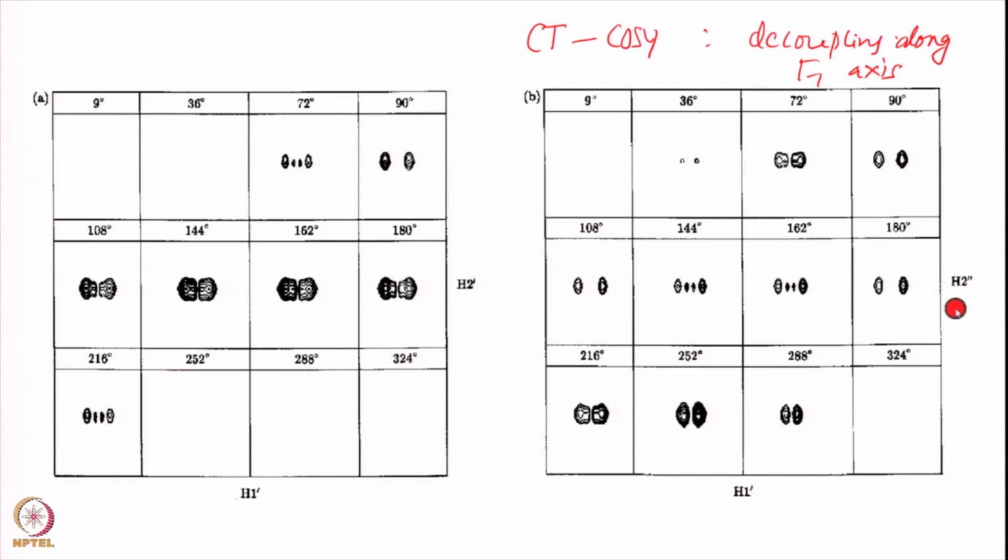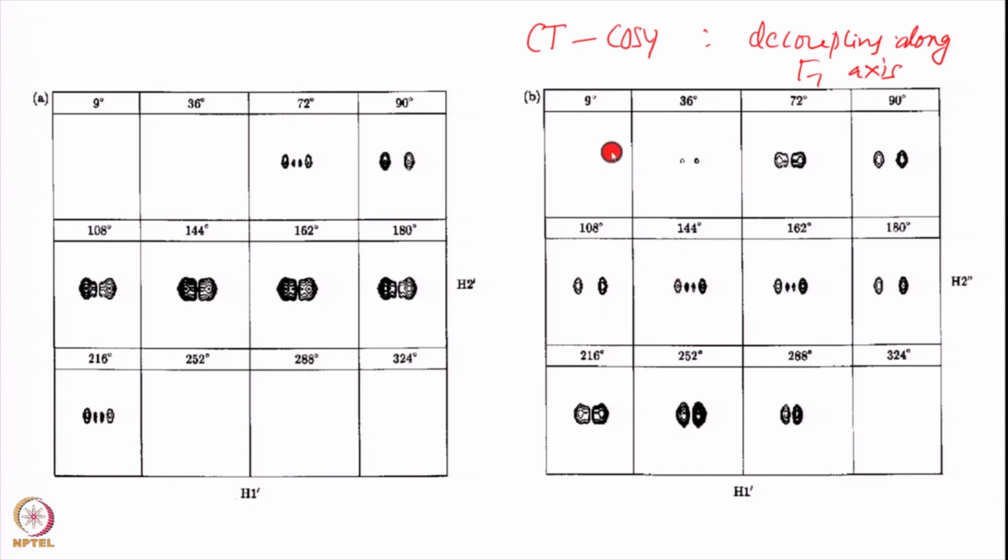And this is for the 1 prime 2 double prime. Once again this one is smaller here, because this coupling constant is not that large as compared to the 1 prime 2 prime coupling, but you can see the 4 components a little bit better here, because the relative intensities are different, and that will allow you to measure the individual coupling constants in this, because what you see here is the fine structure of the H1 prime alone. Along this axis you do not have it.